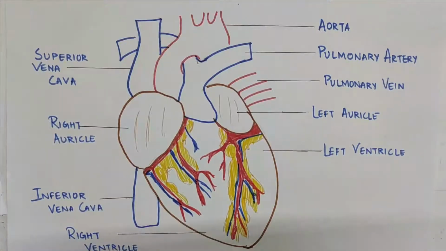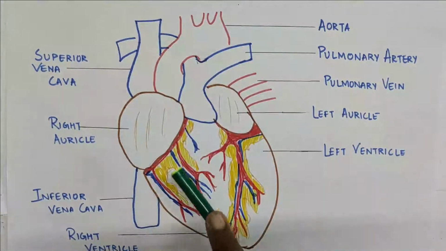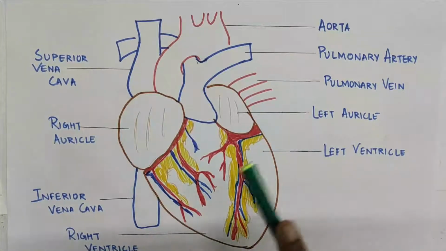Now you can see I've tried to draw the heart for you here, the external structure. Internally, your heart has 4 chambers, which have been shown here: 2 auricles and 2 ventricles. Outside you don't feel as if it is divided, but inside they are separated. So we have 4 chambers internally, 2 auricles and 2 ventricles.